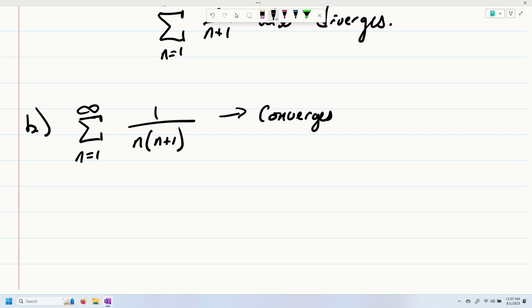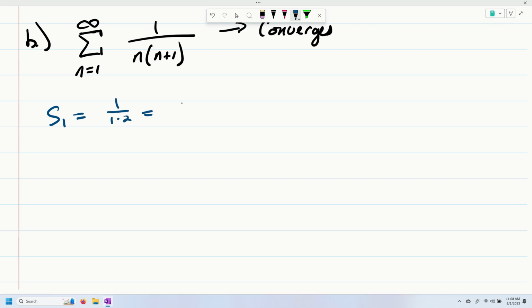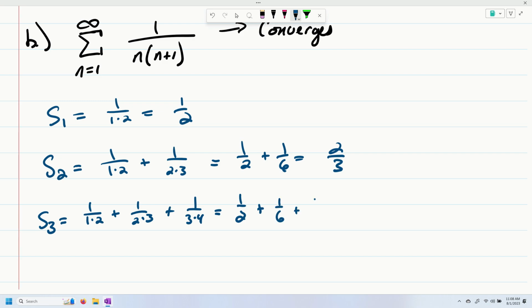First thing we're going to do is write out these partial sums. So for the first, you get 1/2. For the second partial sum, if you just do the math real quick, you get 2/3. For the third partial sum, you end up with 1/2 plus 1/6 plus 1/12 equals 3/4.